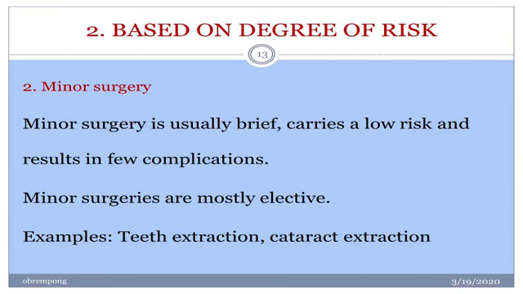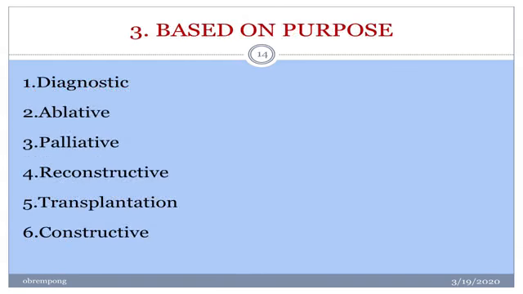Minor surgery is usually brief, carries a low risk, and most of the time comes with few or no complications at all. Less blood is lost. Major organs are not handled. Minor surgeries are mostly elective. For example, teeth extraction: you can go and come back later, and the tooth could be extracted for you. Cataract extraction or removal. These are minor surgeries in which a lot of organs are not involved.